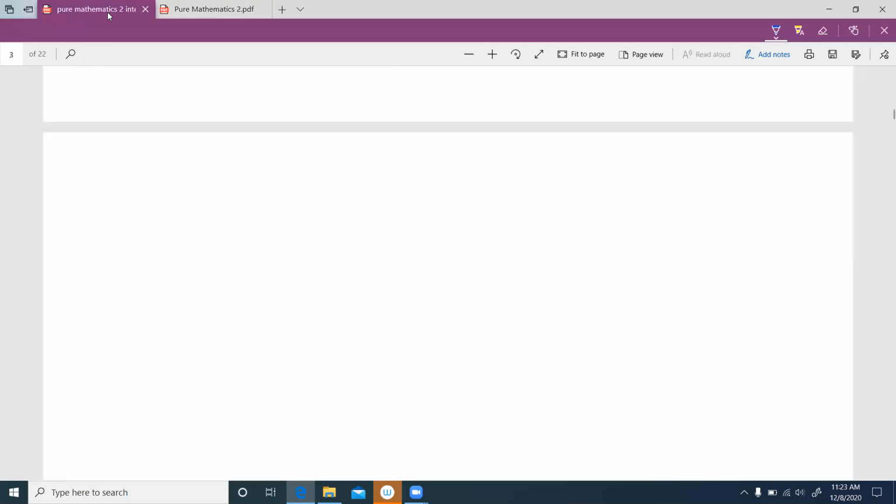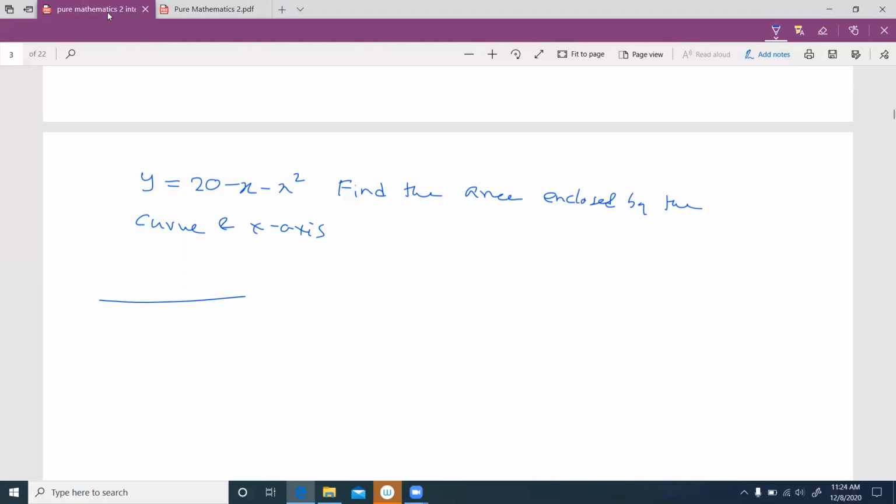Over here, y equals 20 minus x squared. They ask us to find the area enclosed by the curve and the x-axis. That's the question they have given. So simply, if you draw this graph, it's a graph somewhere like this.